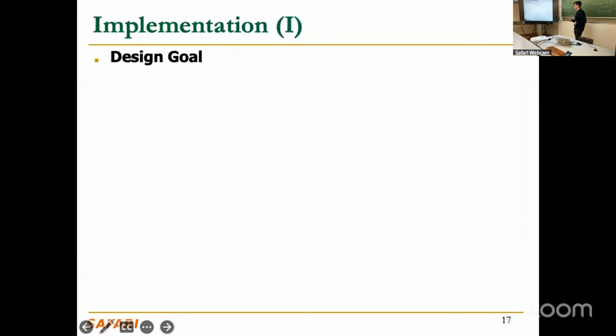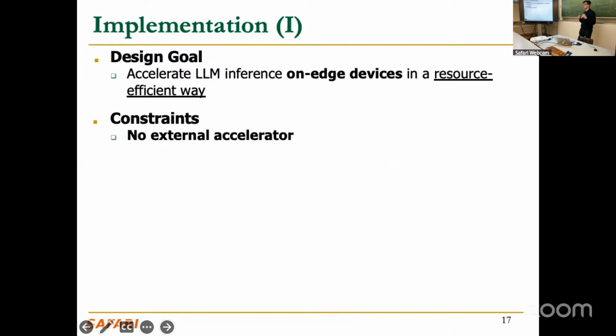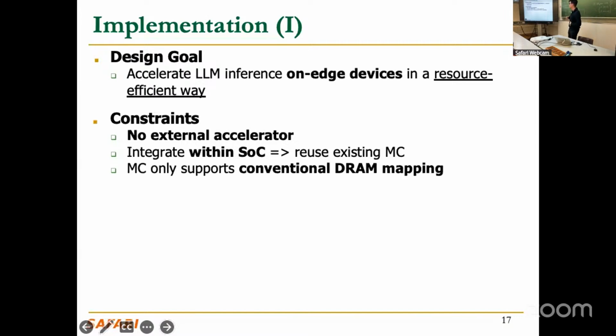In terms of the implementation, it revolves around the following design goal: to accelerate the LLM inference step on edge devices in a resource-efficient way. There are some constraints Facil has to fulfill because it targets edge devices. The first one is that we cannot afford an external accelerator. Basically, our DIMMs have to be PIM-enabled, so they have to work both as compute and as storage. We also want to integrate within the SoCs, so we want to reuse the memory controller and augment it in a way to be able to implement Facil. And lastly, the memory controller only supports these conventional DRAM mappings, which I'm going to describe a bit later.